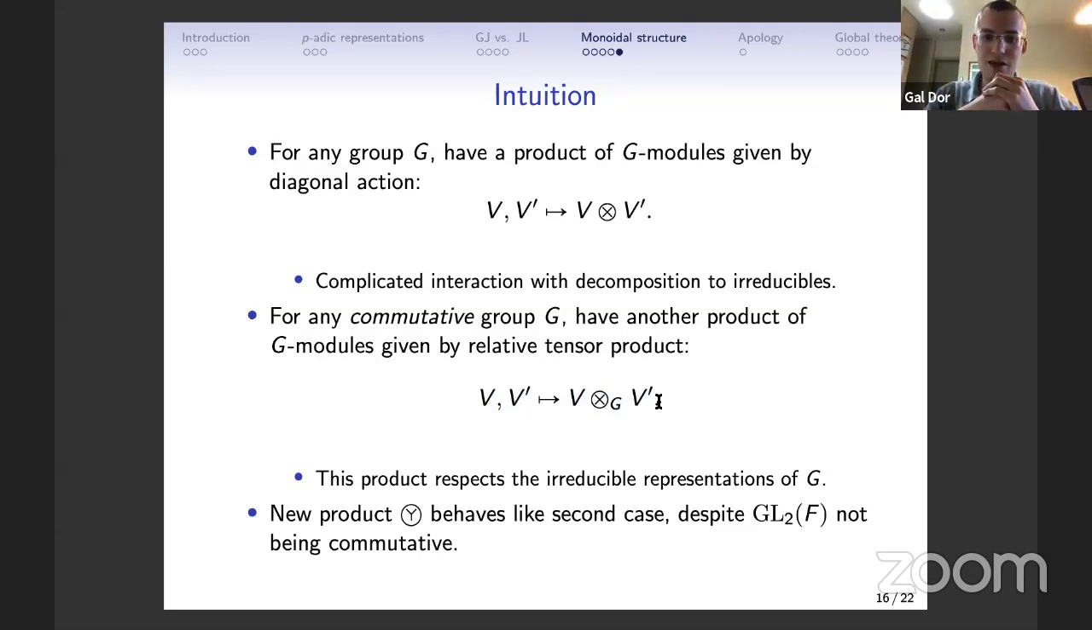What is going on here is that the new product that I defined for GL2F acts very much like you would expect from this second case, the relative tensor product in the commutative group case. That is, if I have an irreducible G module and another irreducible G module, and I take their Y product, then I either get 0, or, if V is generic irreducible, I can just get V itself back. So maybe this is one way to think about this. This is a kind of spectral product of G representations that usually shouldn't exist for non-commutative groups. In other words, this is some kind of categorical group structure on the dual of G. Maybe that's one way to think about this.